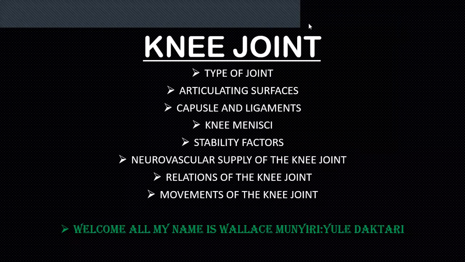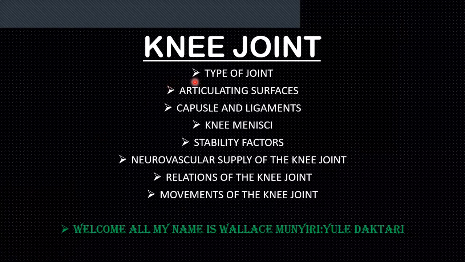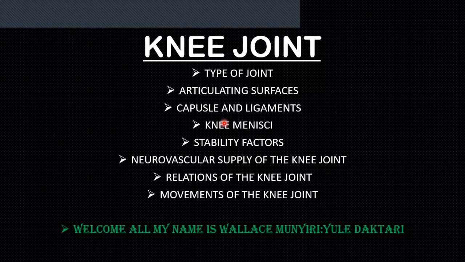So welcome guys. In today's session, we'll be looking at the knee joint, and by the end of this session, you should know which type of joint is the knee joint. You should know the articulating surfaces of the knee joint, the capsule attachments and the ligaments of the knee joint. We will look at the knee menisci, the stability factors, the neurovascular supply, relations and movements of the knee joint.